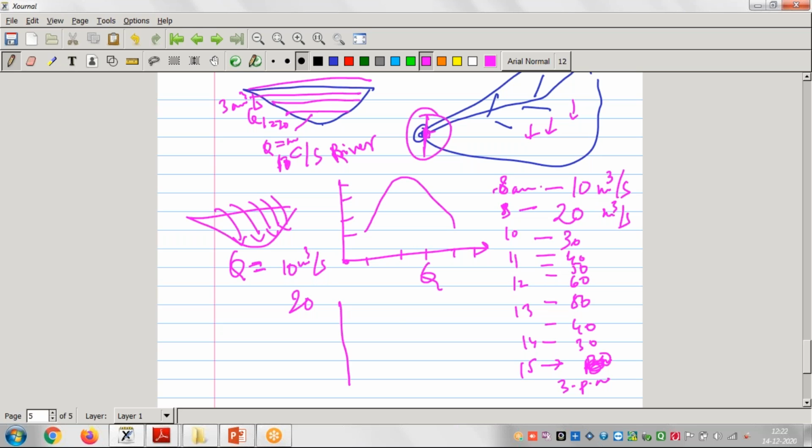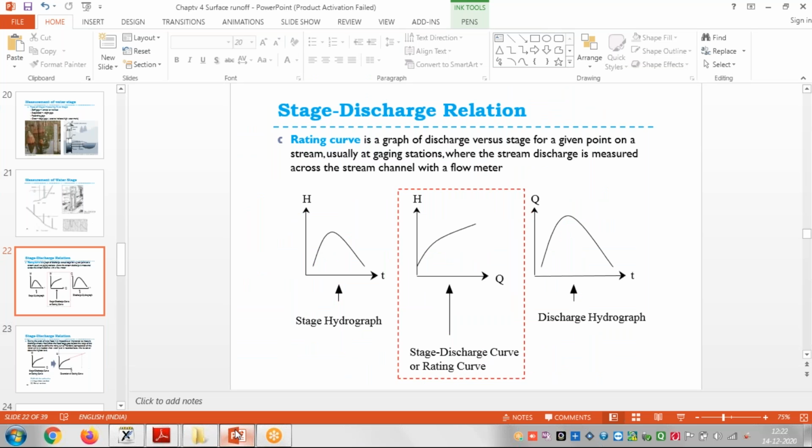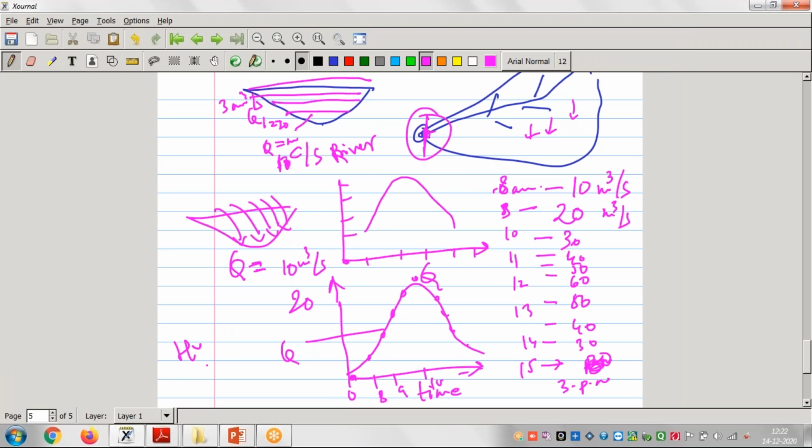So when I draw the graph between the time and the discharge Q, suppose at time 0 there was nothing discharged. After 1 hour, what happened? Say at 8 AM, then 9 AM, then 10, likewise. We will see that it was 10, then 20, 30, then 40, and 50, and then again it is reduced. When I join this line, this graph will be called the hydrograph, discharge hydrograph, right? Hydrograph.